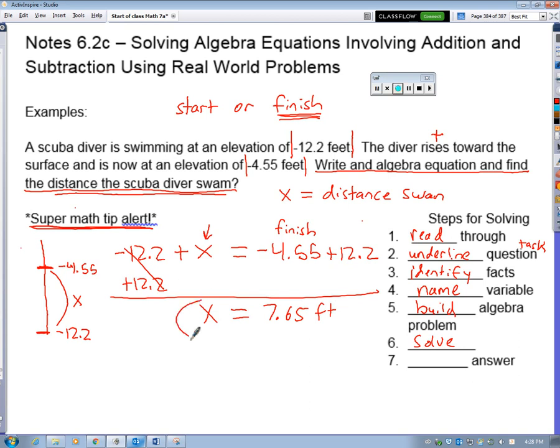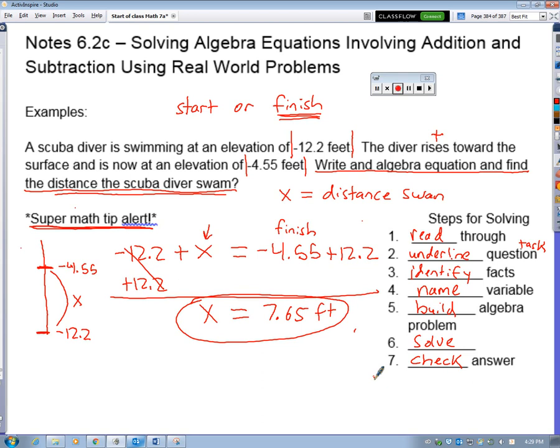And we just solved it. That is our answer. And if you were one of those that actually subtracted this without doing the algebra, then you'll be able to check your answer to see if you got that right. You can check it just like I explained here, or you can actually put this back into our algebra problem and go negative 12.2 plus 7.65 and check to see if you get negative 4.55. You can always check that to see if it works.